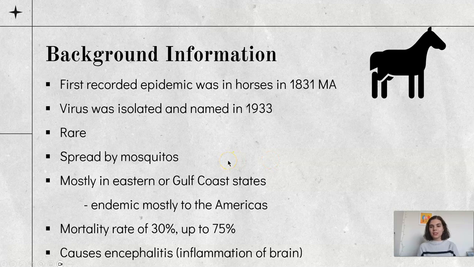So some background information. The first recorded epidemic of Triple E was in horses in 1831 Massachusetts. However, the virus itself, the Eastern equine encephalitis virus, was not isolated and named until 1933. Triple E is rare and spread by mosquitoes. It's found mostly in eastern or Gulf Coast states, and it's endemic mostly to the Americas. It has a mortality rate of about 30%, but it can be up to 75%, depending on the outbreak you're looking at. And it causes encephalitis, which is inflammation of the brain, and this is what causes such a high mortality rate.